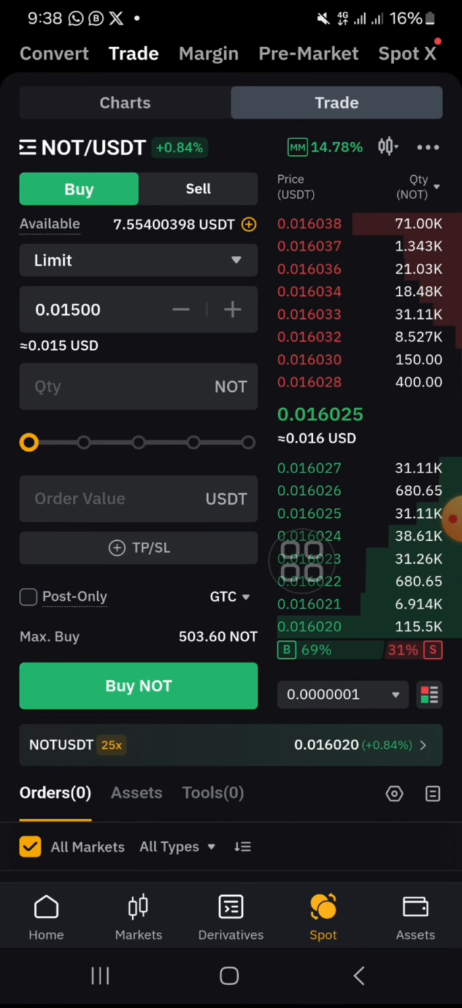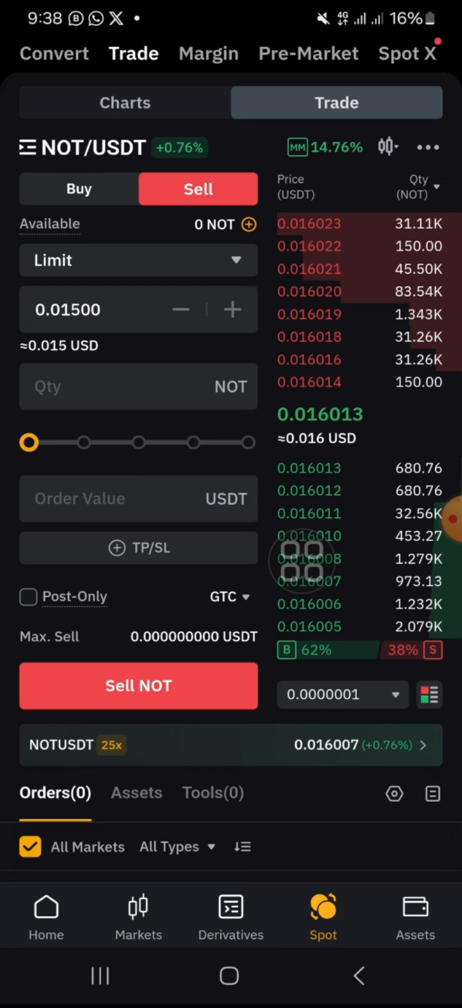Okay, for the take profit and stop loss, we don't normally use take profit and stop loss for spot trading. We only use this in futures or derivative trading. So if you click on the sell right here, if you bought Notcoin or anything you want to sell, you can use this space to sell it.